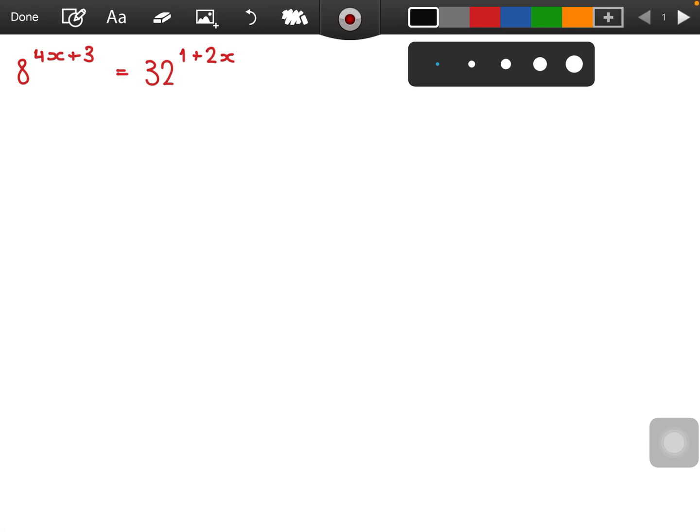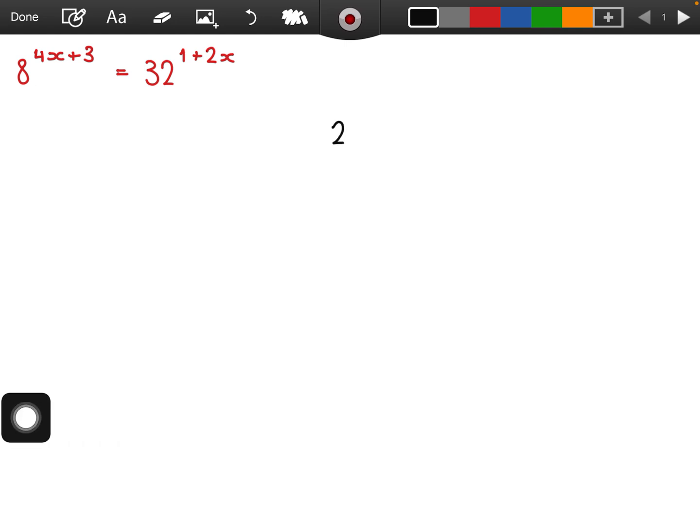Okay, let's have a look at this. So we said that we don't need to introduce logs if we can get the bases to be the same, and then we can cancel the bases. So let's have a look at this one. We've looked at before where I might have something like 2 to the power of x is equal to 8 to the power of something else.